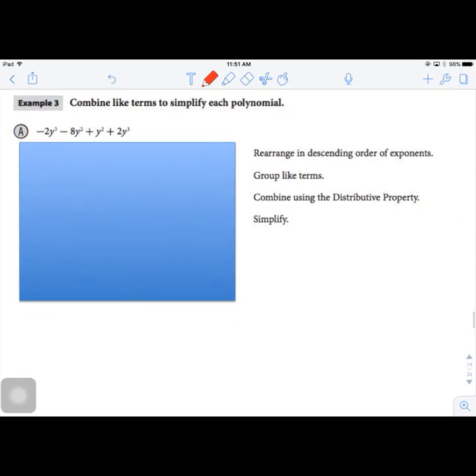Let's take a look at another example. Combining the like terms here, notice that we have y cubed and y cubed are like terms, but the coefficients are -2 and +2. So when we combine the coefficients, those two cancel each other out. And then the next two, y squared, are also like terms. So we have -8 plus 1, that would be -7y squared. And that would be the final answer for this problem.